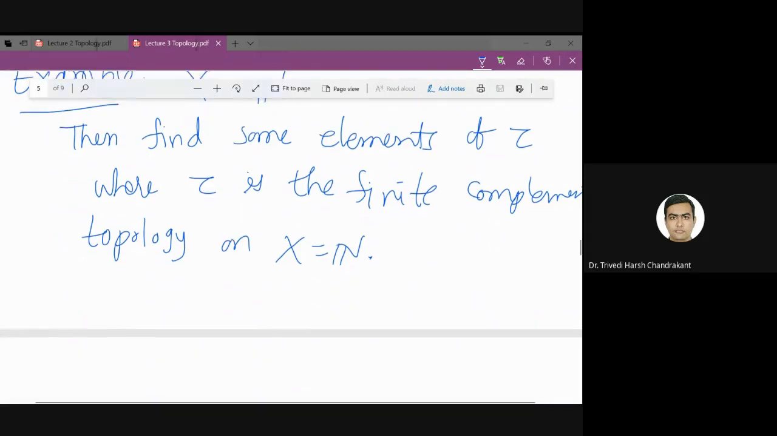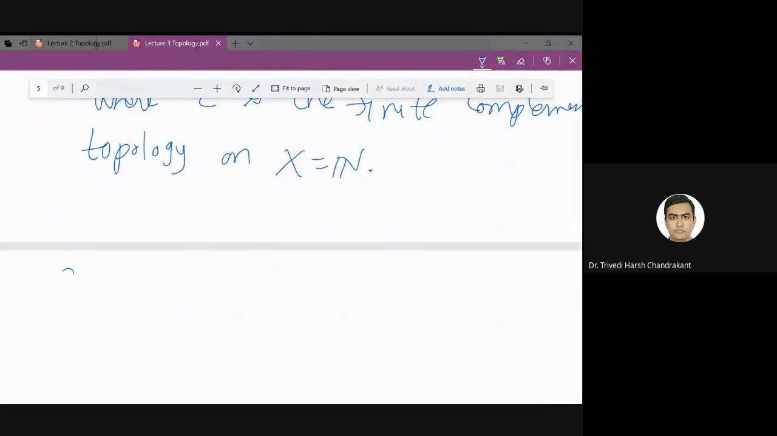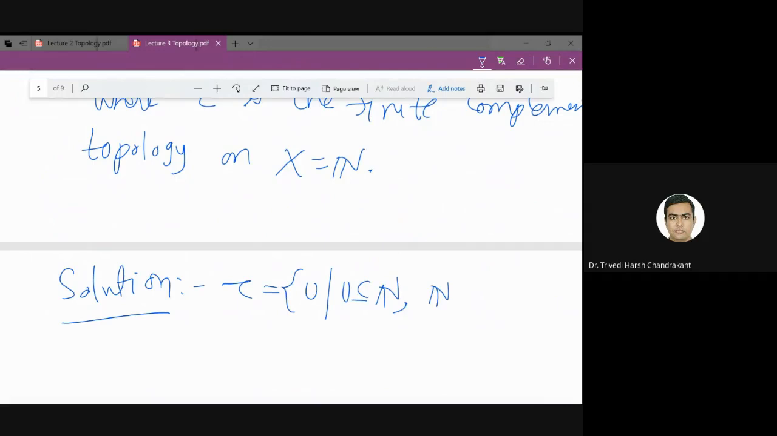So let us first write down the definition. The definition will always help us to identify the elements, so first thing we will always write down the definition. Tau is nothing but the collection of U such that U is a subset of natural numbers, and N minus U is either finite or X.